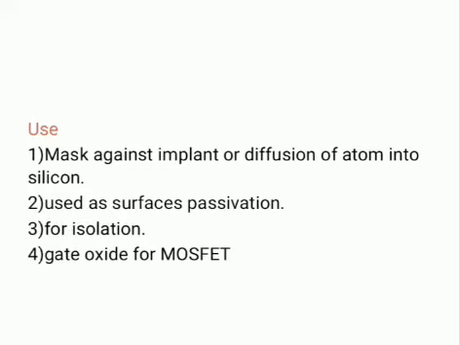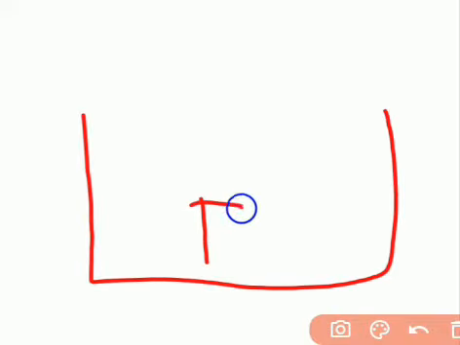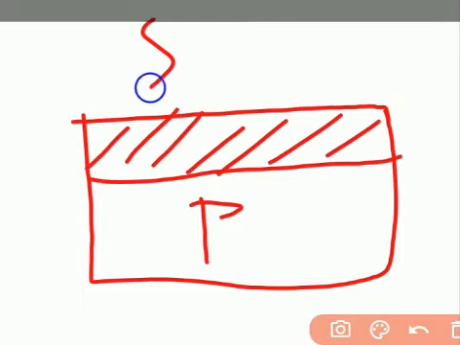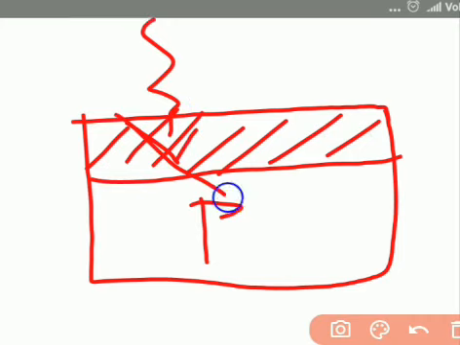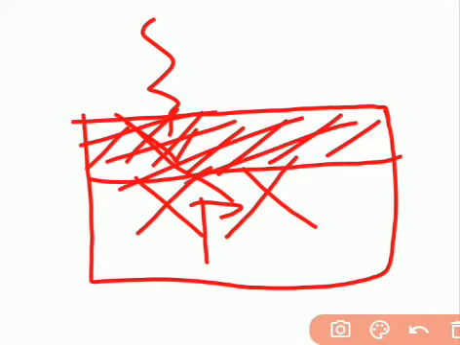The basic use of oxide is to mask against diffusion. Let us understand it again. If we have a p-type substrate and we apply an oxide layer above it, this oxide layer will not allow dopant to penetrate into it. So no dopant can reach the p-type substrate. In this way, this SiO2 layer is a mask against the dopant.